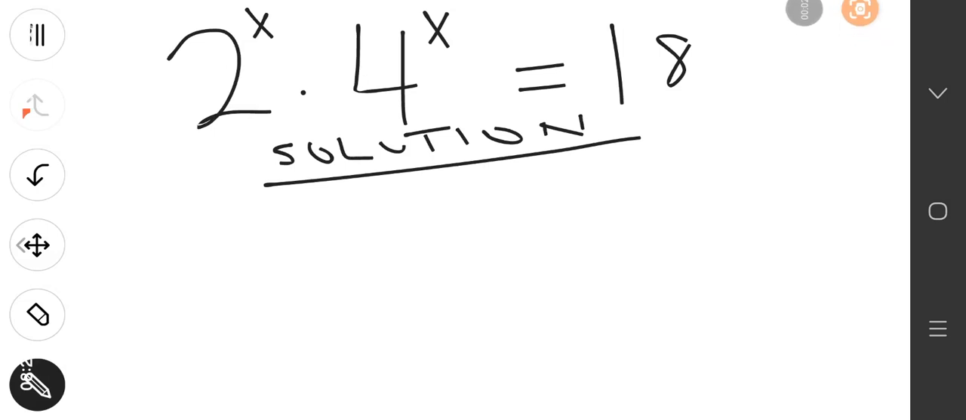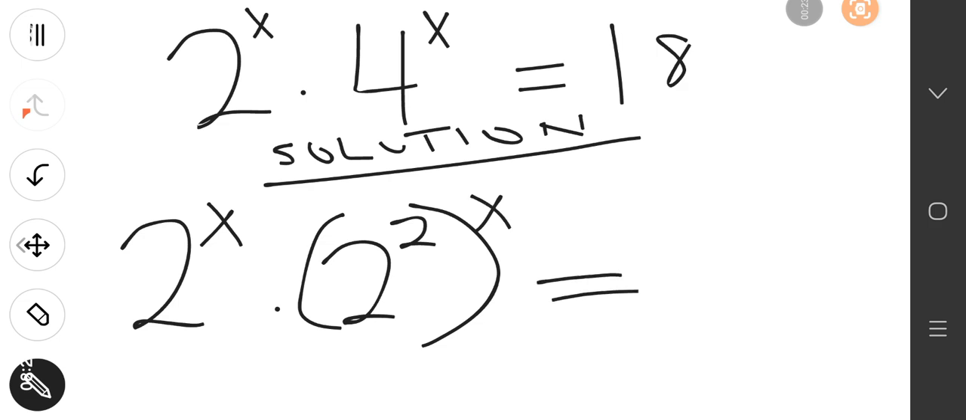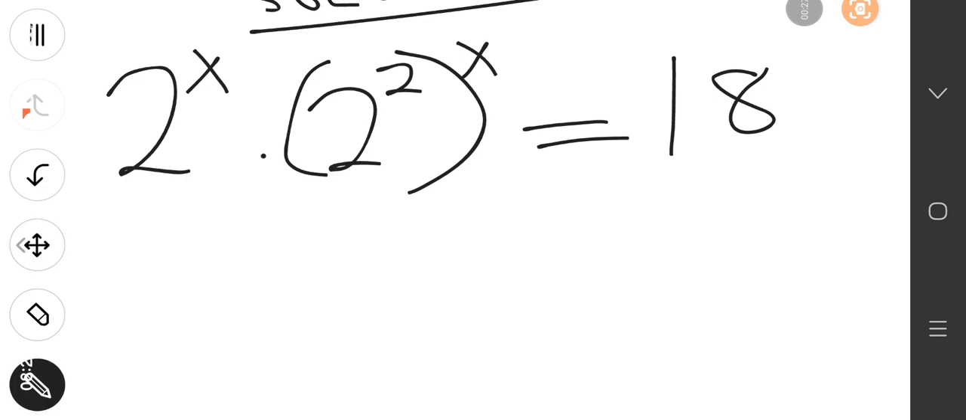2 exponent x times 4 exponent x equals 18. So our equation becomes 2 exponent x times, now 4 is the same as 2 exponent 2. So we can convert 4 to 2 exponent 2. Now the next thing we do is to apply the power of a power rule of indices.